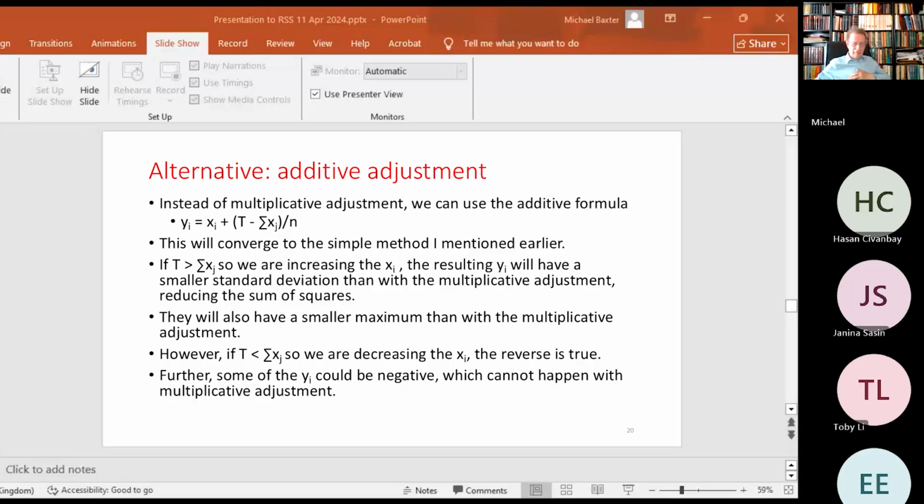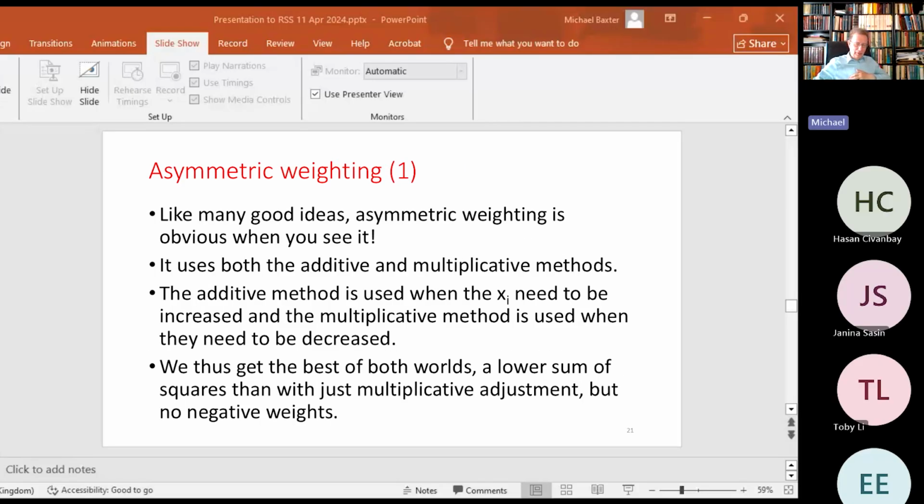But then I came up with the idea of asymmetric weighting. It's obvious when you see it, like many good ideas. It uses both the additive and the multiplicative methods. Use the additive method when the x's need to be increased, when it's better than the multiplicative method. The multiplicative method when it needs to be decreased. So we get the best of both worlds. We get a lower sum of squares, and we never get a negative weight.